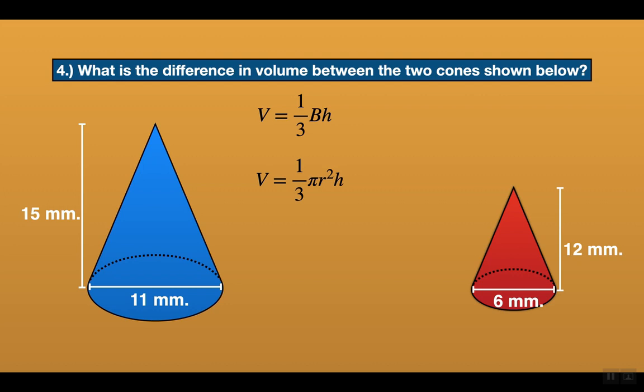Now let's substitute the values that we know. The diameter of the cone is given to us: the diameter is 11 millimeters. But we don't need the diameter, we need the radius. So we have to take the diameter and divide it by 2. 11 divided by 2 is 5.5. That's going to be the radius of the blue cone. Let's substitute those values into the formula.